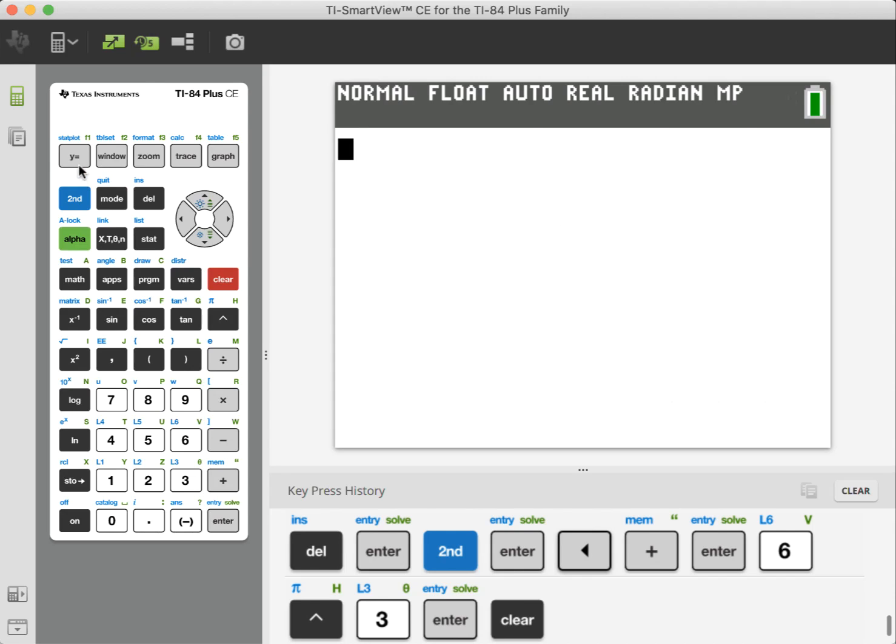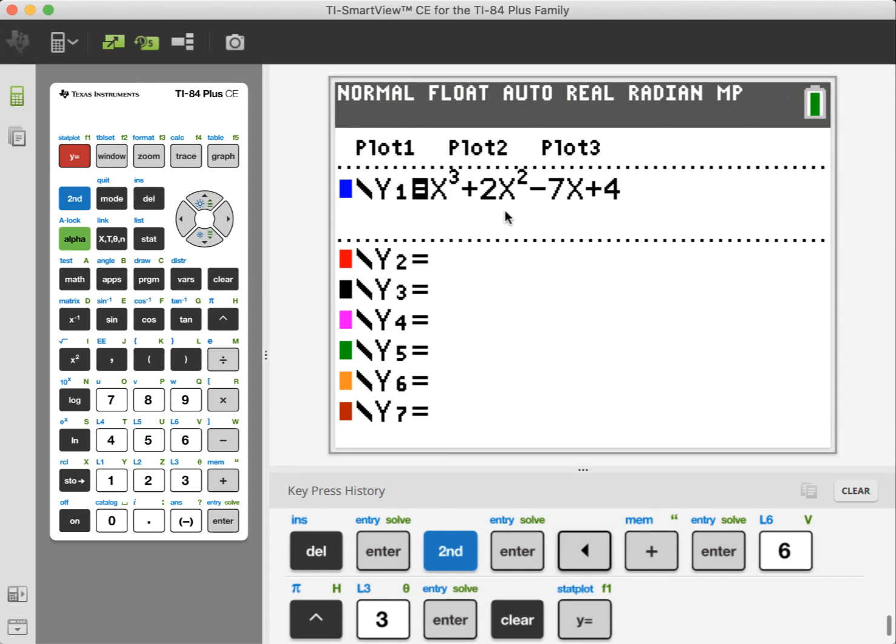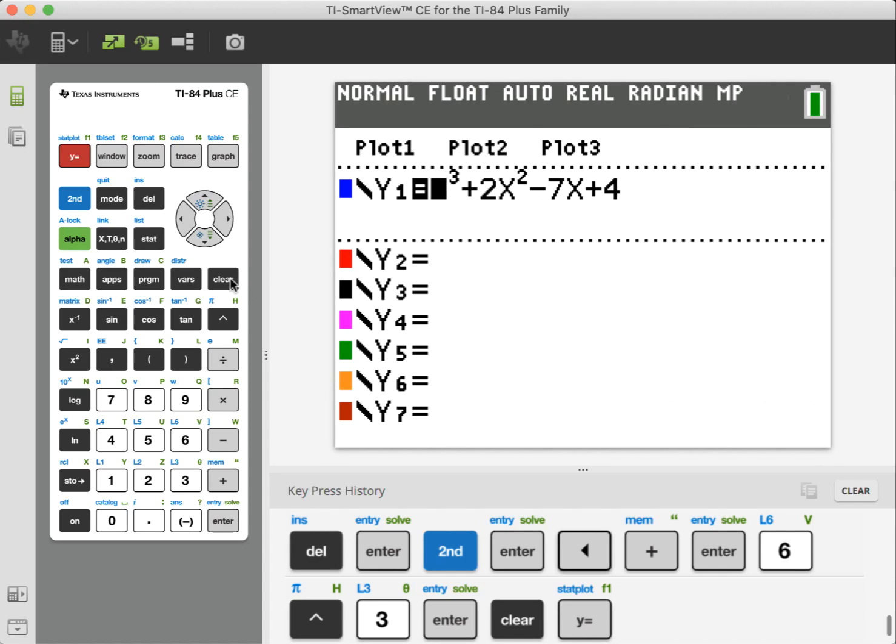And so if we look at the y equals here, I'm going to go ahead and see that we have x cubed plus 2x squared minus 7x plus 4 already in here. I'm going to clear that out. We'll come back to something like that in a little bit. Instead, I want to look at something like this.